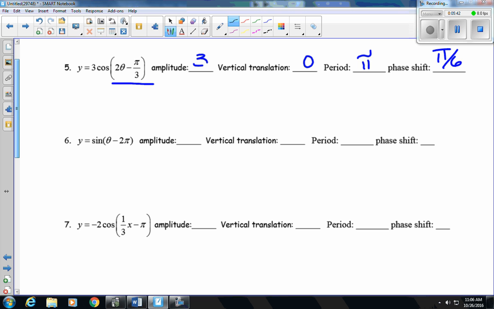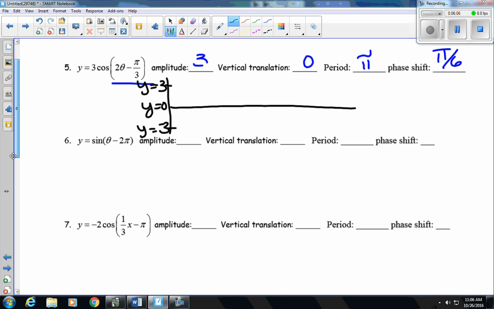Yay. All right. So I'm going to start my graph. I know the midline is still at 0 because I do not have a vertical shift at all. So this stays y equals 0. My amplitude is 3. So my max is now y equals 3. And my min, y equals negative 3.